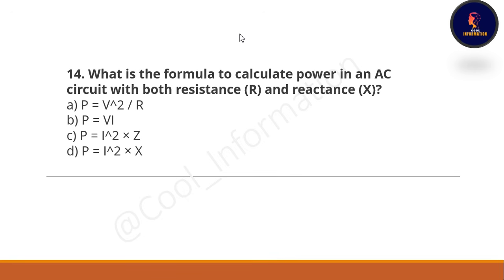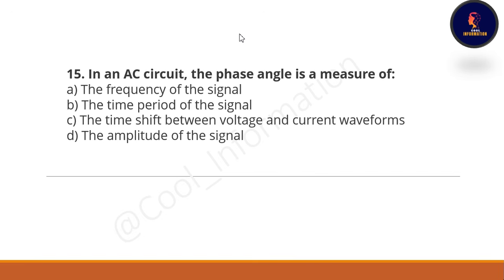Next question. What is the formula to calculate power in an AC circuit with both resistance R and reactance X? Option A, P is equal to V squared by R. Option B, P is equal to VI. Option C, P is equal to I squared into Z. And the last option is P is equal to I squared into X. And the correct option is option C, which is P is equal to I squared into Z.